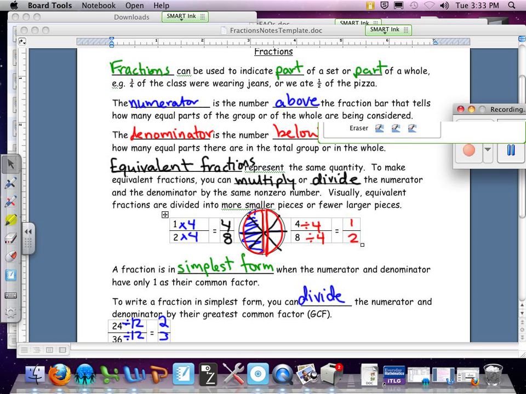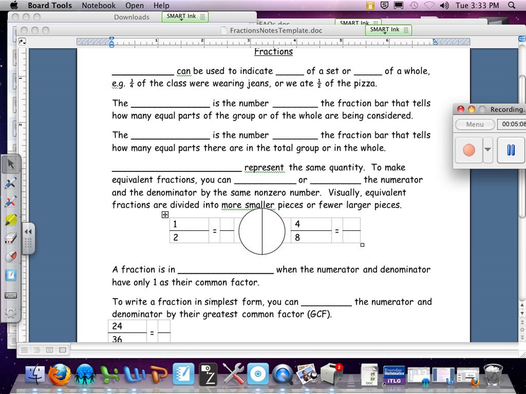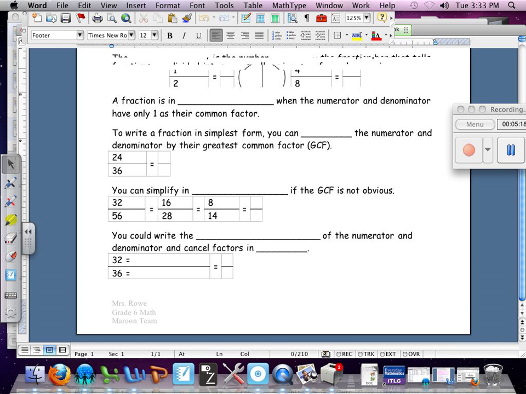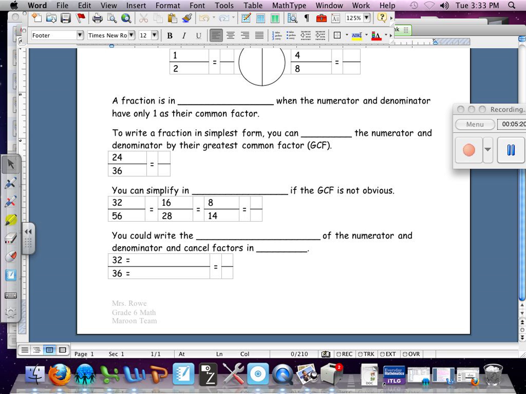So I'm going to go ahead and clear the ink and scroll the notes down. Because there's more than one way. You don't have to find the GCF. Of course, that's a nice way. That's why we review GCF. Sometimes people do it in multiple steps. Just like finding the GCF, you might find the GCF in multiple steps. So you can simplify in multiple steps, if the GCF is not obvious.